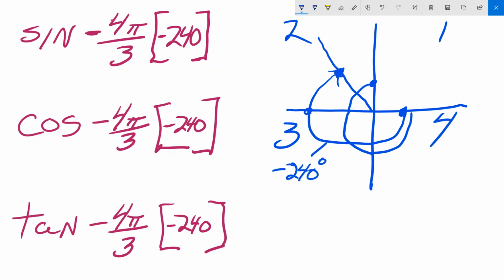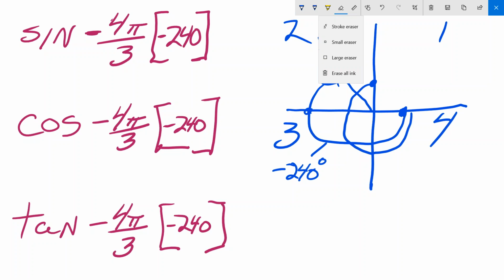This is only minus 240. Remember, we're going in the opposite direction. Positive angles go counterclockwise from the x-axis. Negative angles go clockwise. So we're in the second quadrant. Okay, so that is all we really have to do.